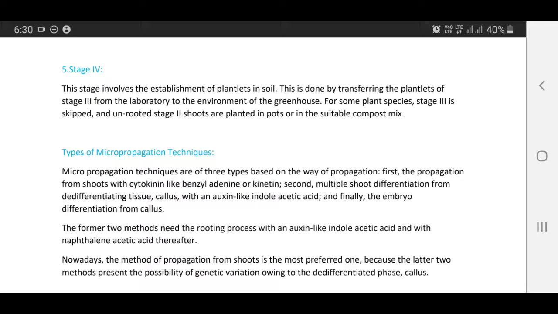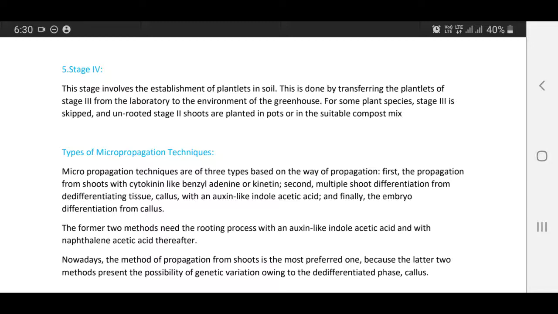Types of micropropagation techniques. Micropropagation techniques are of 3 types based on the way of propagation. First, the propagation from shoots with cytokinin like benzyl adenine or kinetin. This is very important for horticultural plants to multiply them.